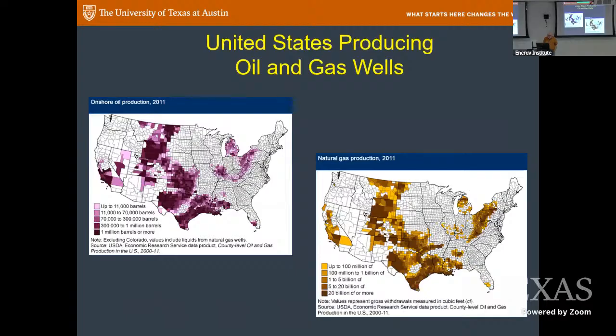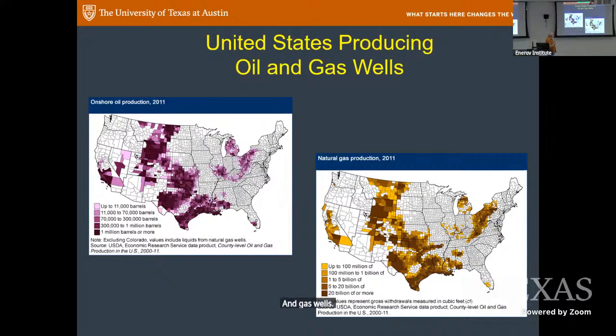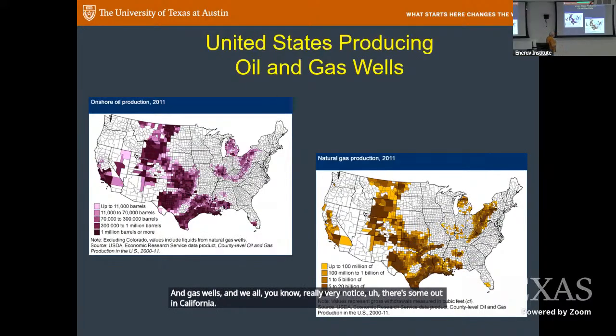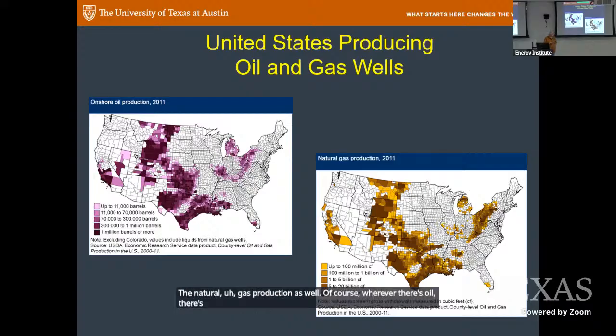So this is an old picture, but it hasn't changed all that much. This is the United States producing oil and gas wells, and we all really know this. There's some out in California. Most of it is in the western states, in Texas and Oklahoma. And if you look on the right-hand side, you can see the natural gas production as well. Of course, wherever there's oil, there's also gas.